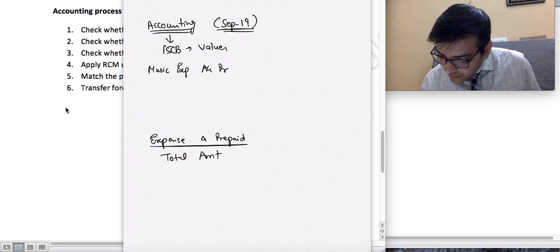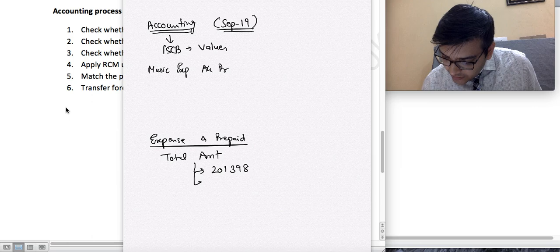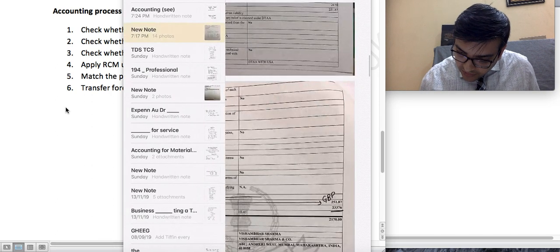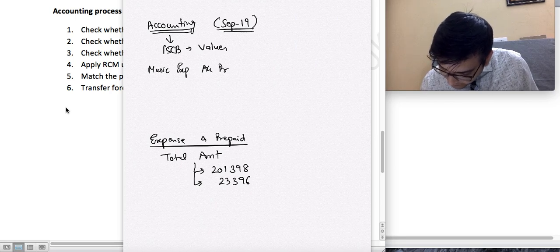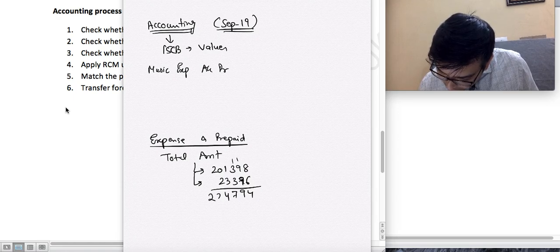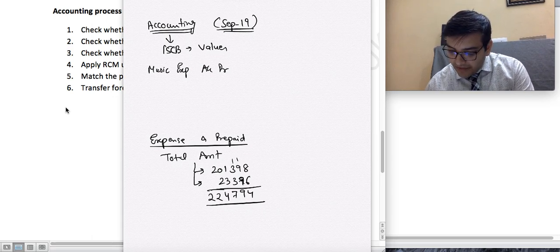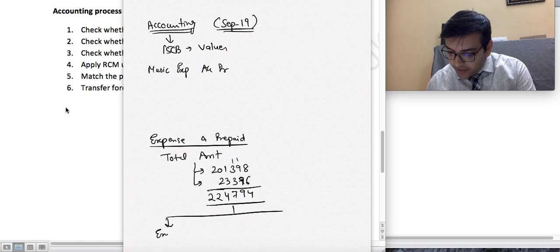The total amount is 2,01,398 plus 23,376. The total is coming to 2,24,794. This is the total amount. Now we have to bifurcate it into expense. How much will go to expense and how much will go to prepaid?